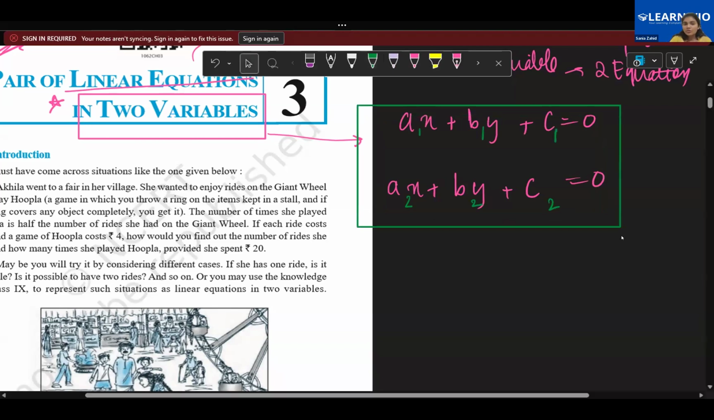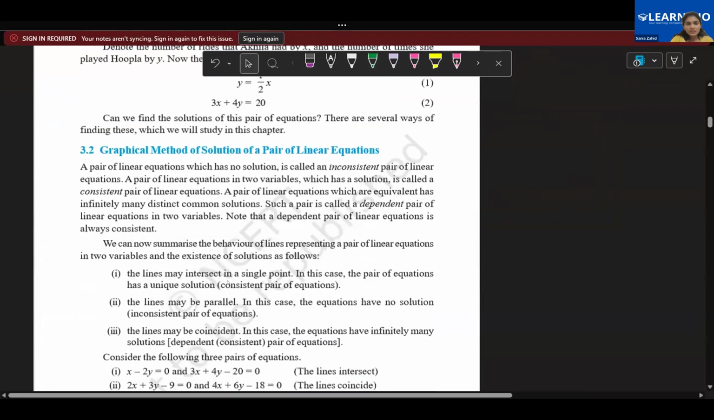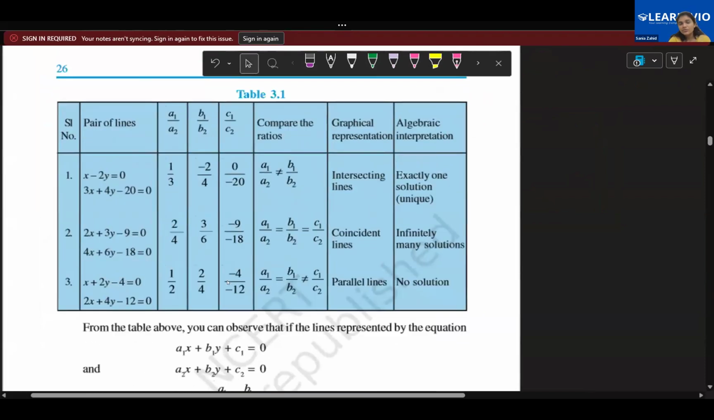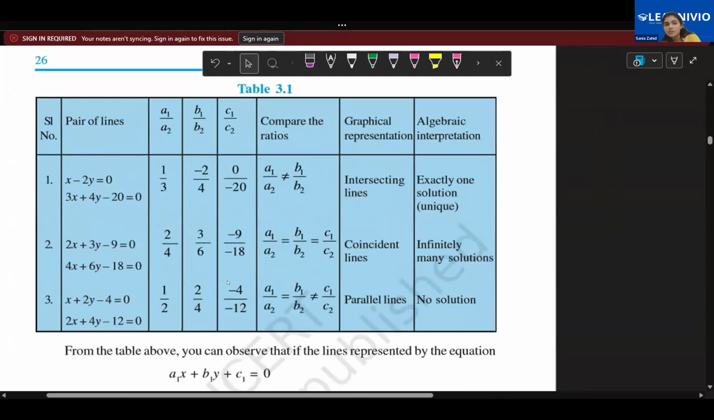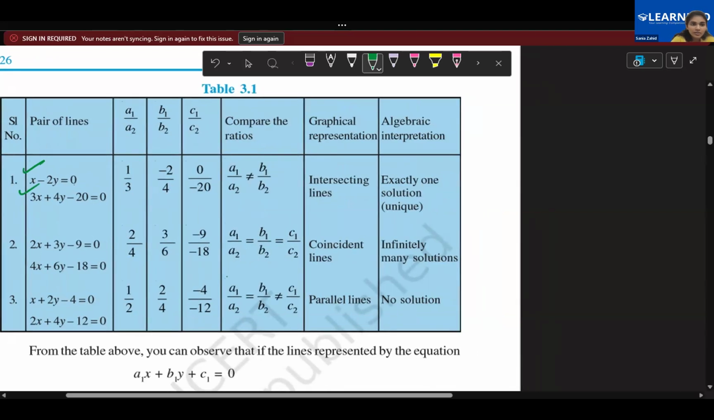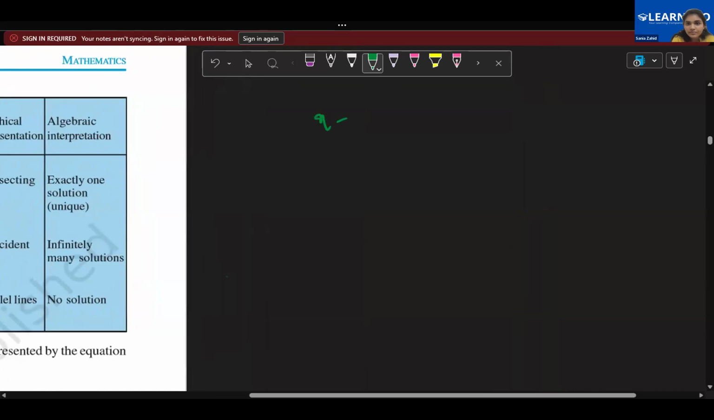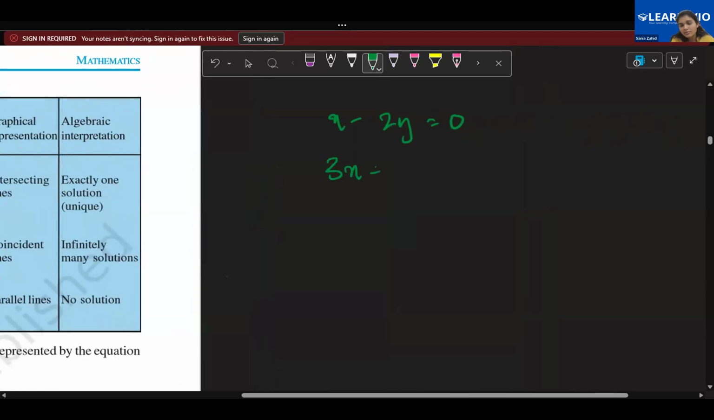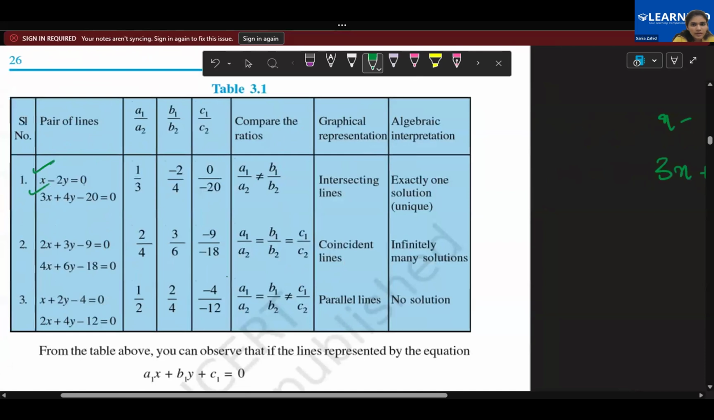See, when you come across the chapter, you'll understand it better. Let's come to these things. Okay, the first very important part is, let's suppose you have these two equations with you. x minus 2y is equal to 0 and 3x plus 4y minus 20 is equal to 0. So these are your two equations. First of all, you compare the values of a1. So if I write it down here, x minus 2y is equal to 0 and 3x plus 4y minus 20 is 0.